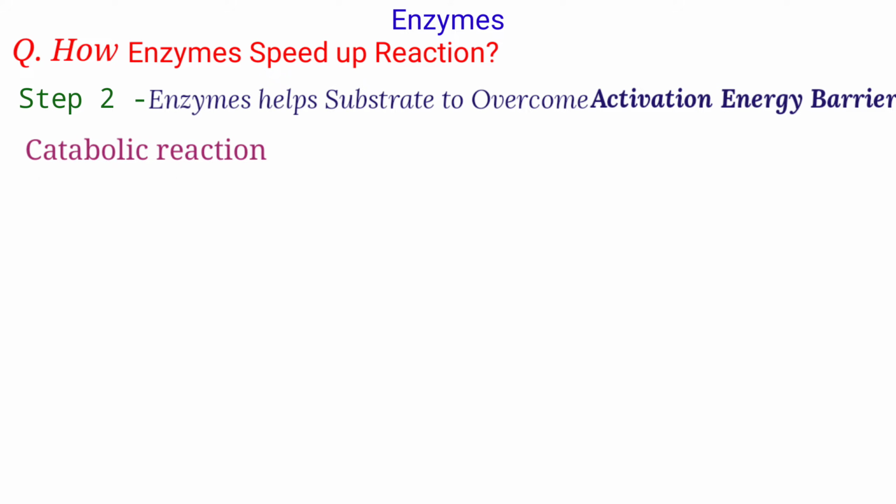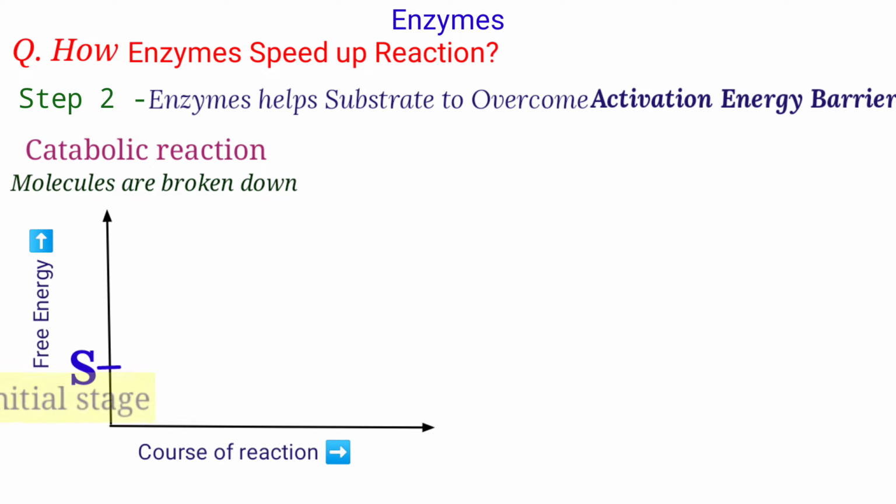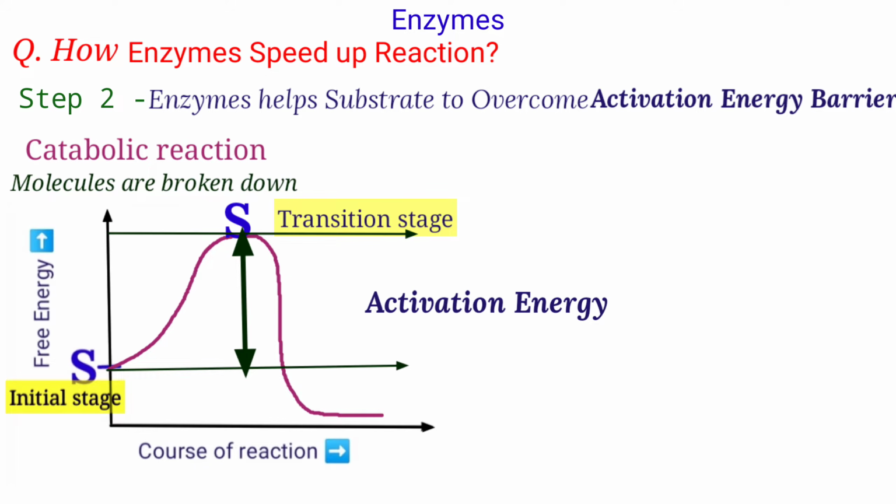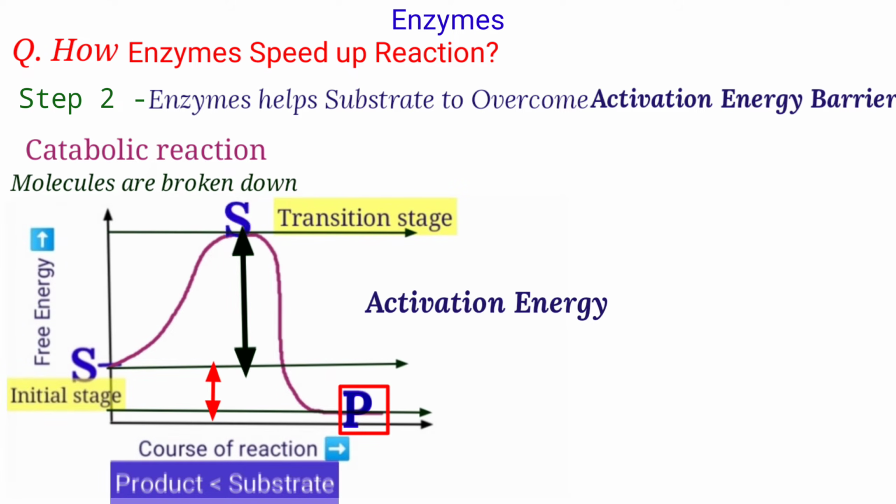Let's consider a catabolic reaction, where molecules are generally broken down. Here on the graph, we have pointed the substrate at its initial stage and the substrate at its transition stage. It takes energy for the substrate to reach the transition stage. That energy is known as activation energy. Once the substrate acquires activation energy, it can be converted into the product. There is an energy level difference between the product and the substrate at its initial stage because bonds in that substrate are broken down.